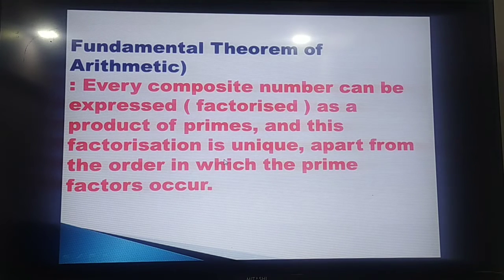Next prime number is 3. 3 has got two factors, 1 and 3, means 3 is divisible by 1 and 3. After that 4. 4 has got more than two factors, means 4 is divisible by 1 as well as 2 as well as 4. So this 4 is the first composite number. So what is a composite number? Composite numbers are those numbers having more than two factors.